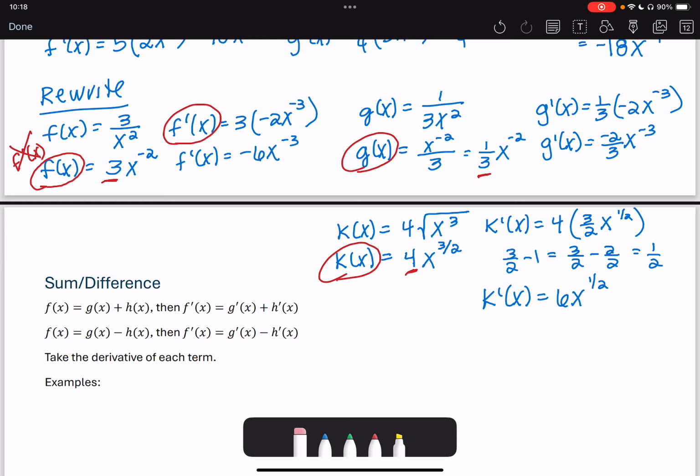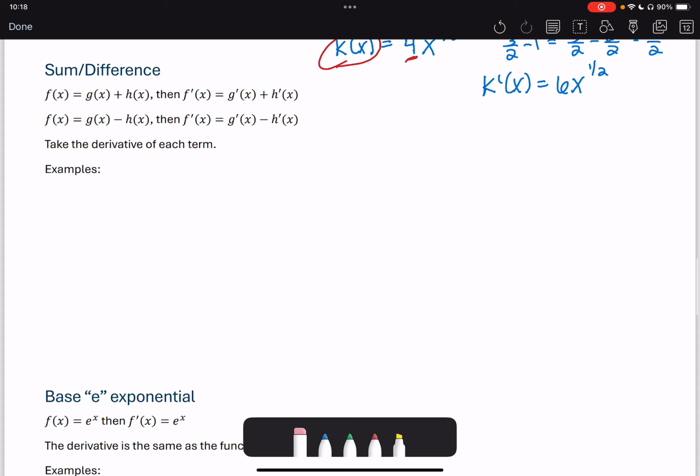All right, so let's keep trucking along here. So we've got sum and difference. Now, sum and difference is really just what we've already learned, but extended into more terms, okay? So let's do some examples and then I'll show you what I'm talking about.